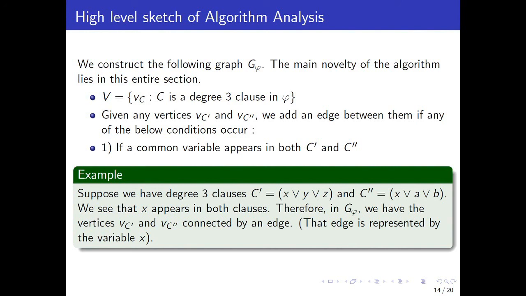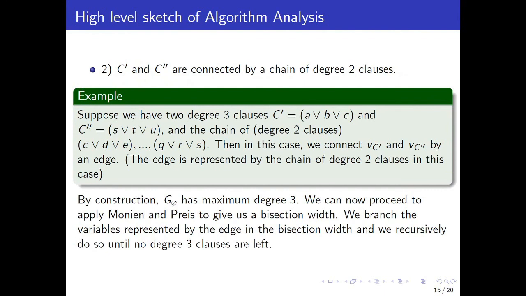So let's take a look at an example. Suppose we have degree 3 clauses C prime containing x, y, z and C prime prime containing x, a, b. Now we see that x appears in both clauses, and therefore in this case I will add an edge between V C prime and V C prime prime. So this edge is basically represented by the variable x. Second condition: when C prime and C prime prime are connected via a chain of degree 2 clauses. For example, we have two degree 3 clauses, C prime containing A, B, C and C prime prime containing S, T, U, and we have the chain of degree 2 clauses C, D, E all the way to Q, R, S. Then in this case, we'll connect V C prime and V C prime prime by an edge.